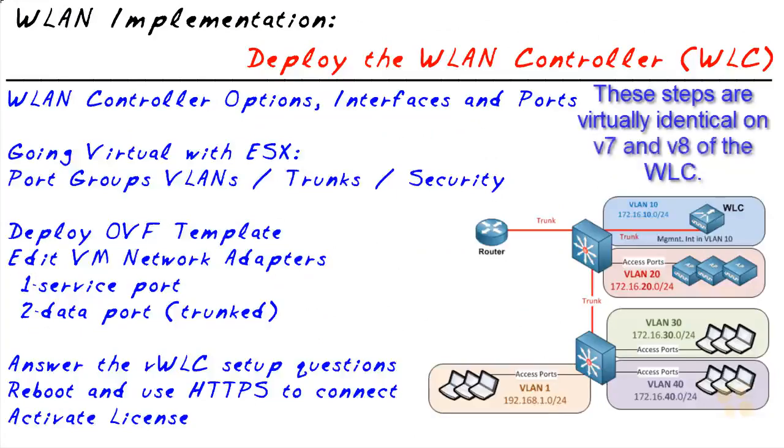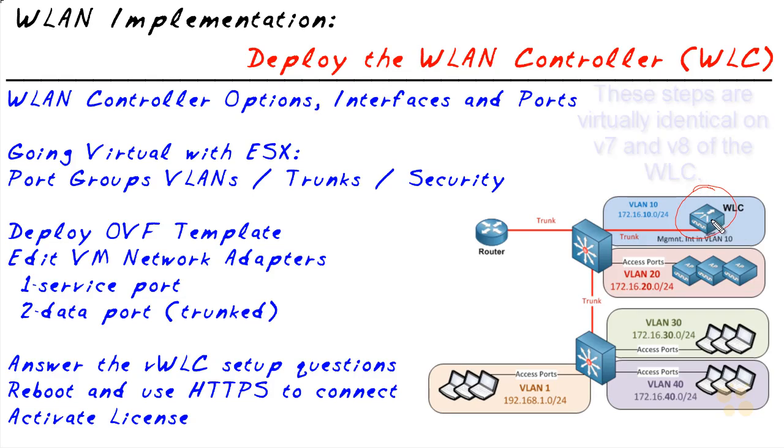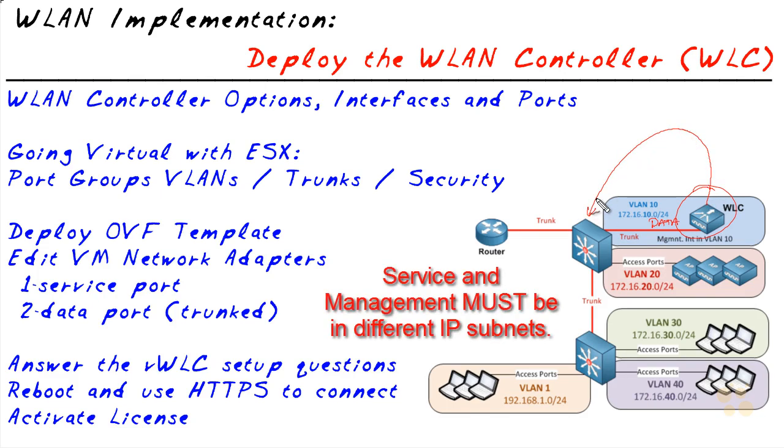In this video, we've taken a look at the implementation of a wireless controller. If we had a physical device, it'd be very similar. We'd take that wireless controller, we would trunk to the switch from a data port, and for the service interface, we could plug that into an access port in whatever VLAN we wanted to manage it. And the rest of the process regarding the setup and the connecting with the HTTPS would be very similar.